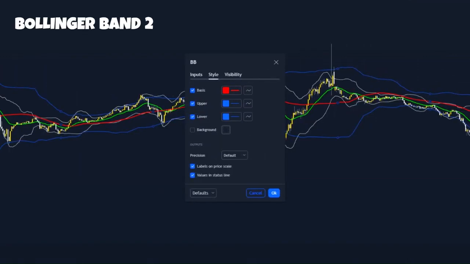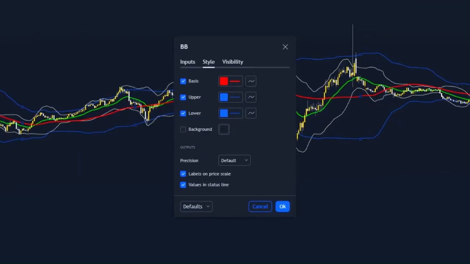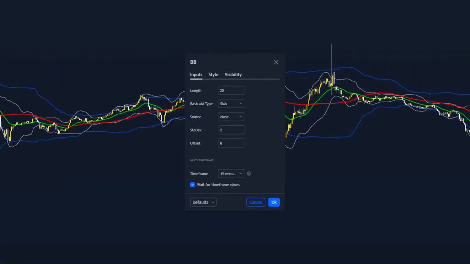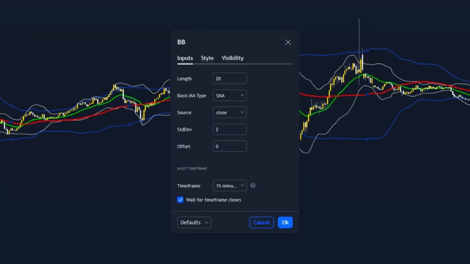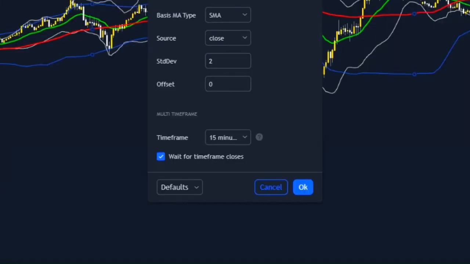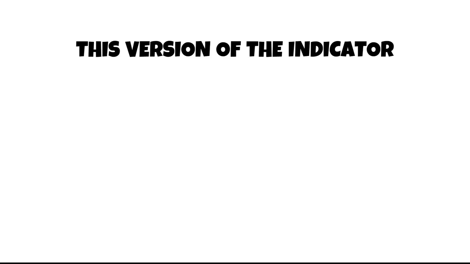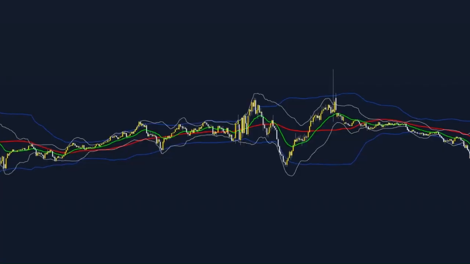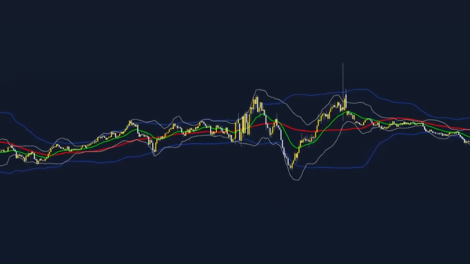And for the second Bollinger Band indicator, I've gone for the basis as red. And then for the upper and lower, I've picked blue. Remove the background, and then on the inputs I have left all of the numbers the same, but I have changed the basis MA type to SMA, which is smooth moving average, and on the time frame I have changed it to 15 minutes. This means that this version of the indicator will be targeting the 15-minute chart even though we're on the 5. So I'm now going to show you exactly how to take buys and sells.